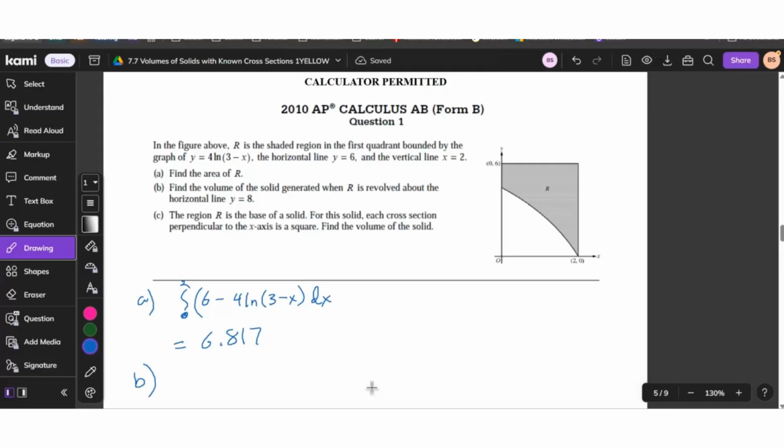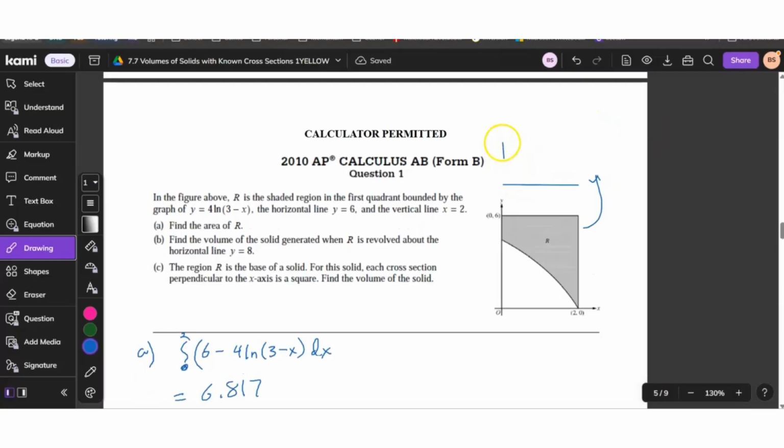All right, find the volume of the solid generated when R is revolved about the horizontal line y equals 8. Oh my gosh. Okay, so we're going to put a line up here, and then we're going to rotate this, which means that we're going to get a shape that's like, why is it something like that?